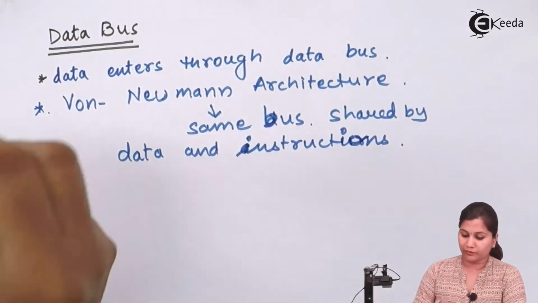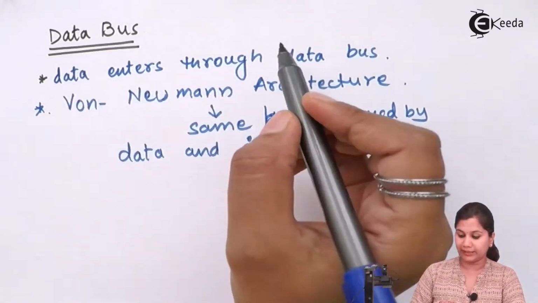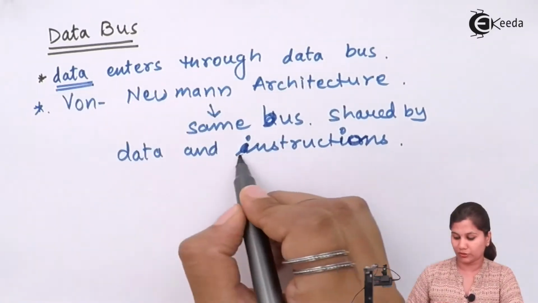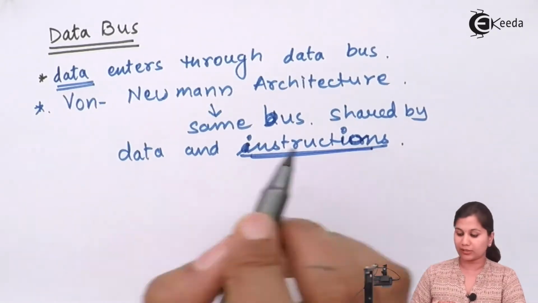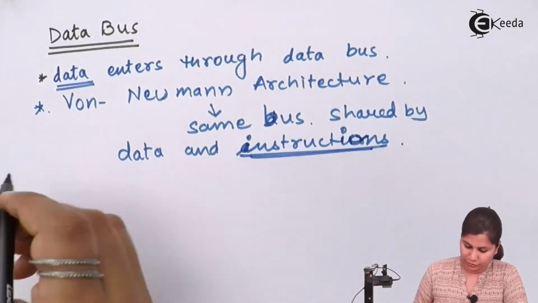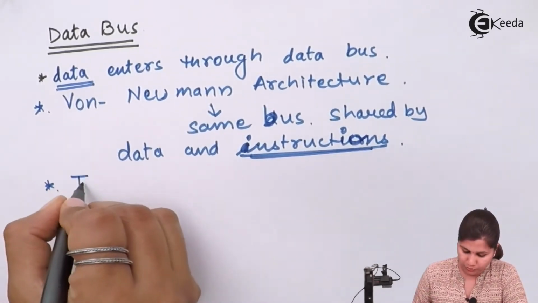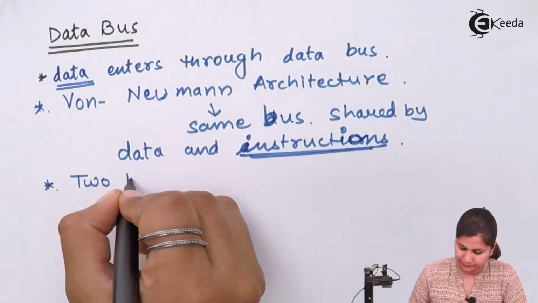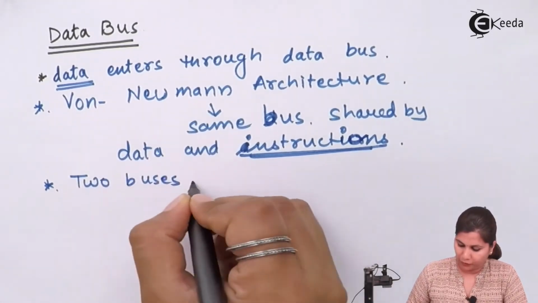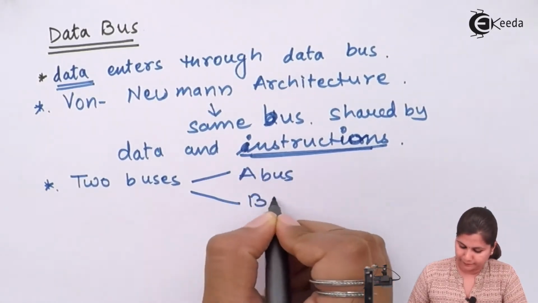Okay, so here we are having the data bus. So this data bus will not only carry the data but also the instructions in it. Okay, because ARM processors support the von Neumann architecture. Now there are two buses called the A bus and the B bus.